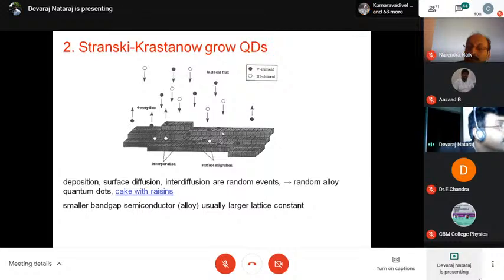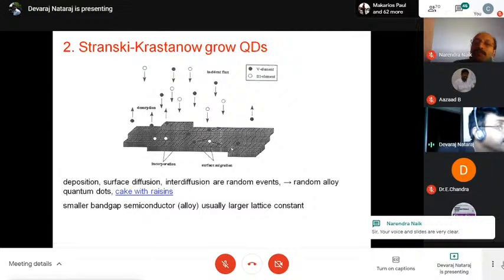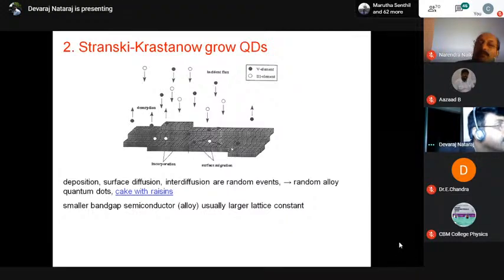And first it will form a thin layer of material. It will be a monolayer, of the order of 3 angstrom units. This layer will also be known as the wetting layer. After the formation of the wetting layer, you will get some island formation. These islands will be of the order of a few nanometers, 2 to 3 nanometers. These islands are nothing but quantum dots.